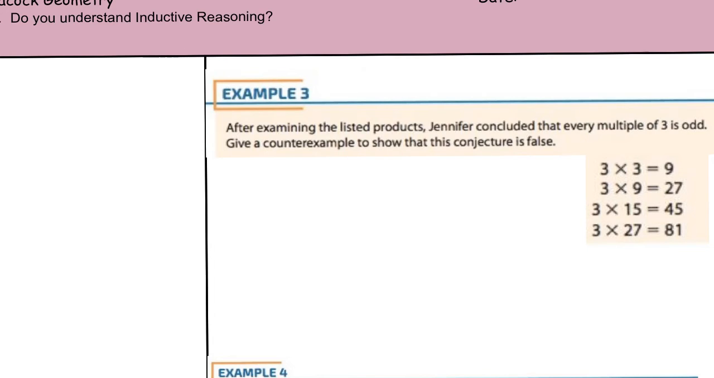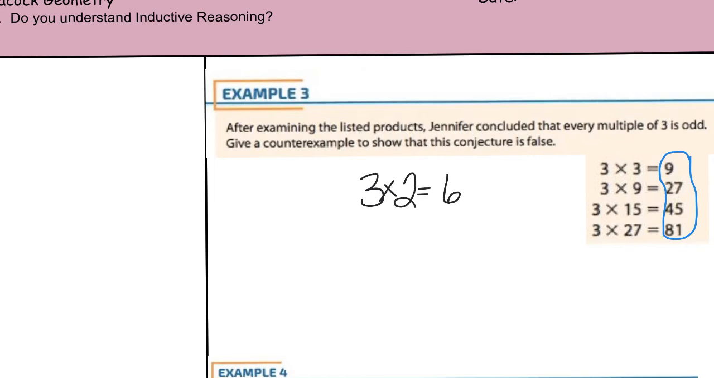So let's look at example number 3. Example number 3 says, after examining the listed products, Jennifer concluded that every multiple of 3 is odd. Give a counterexample to show this conjecture is false. So what she is saying is that every time you multiply anything by 3, the answer is always going to be an odd number. Well, hopefully you go really simple and you say, oh, hold on, Jennifer.